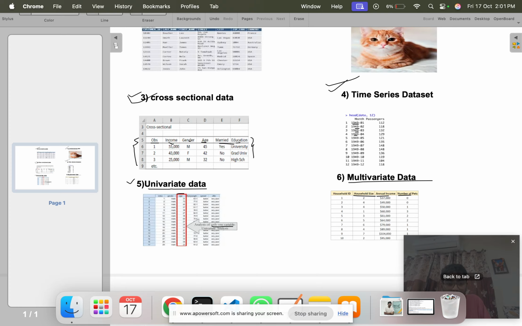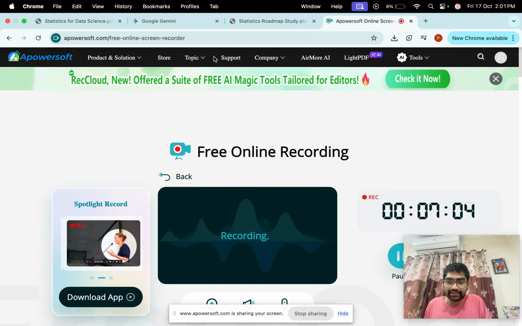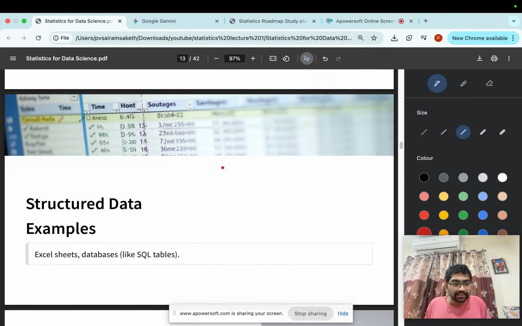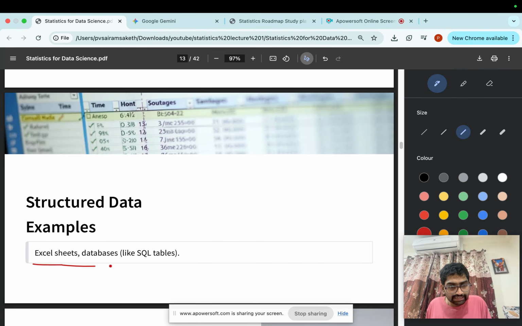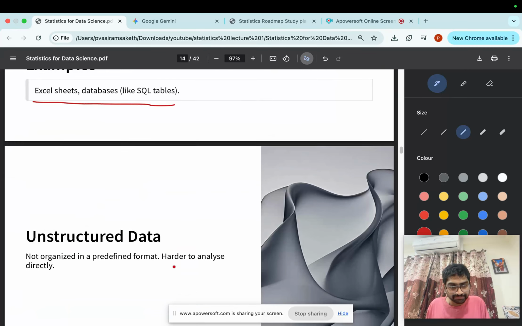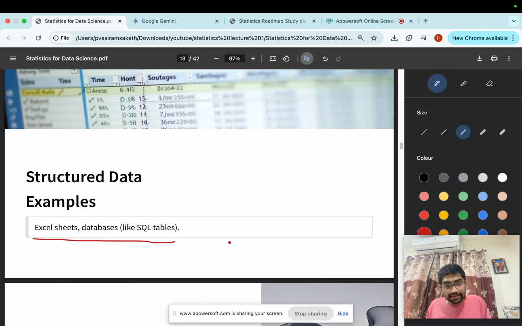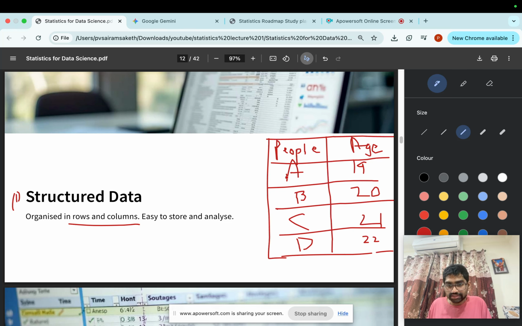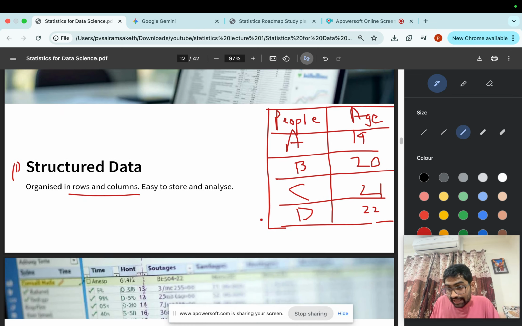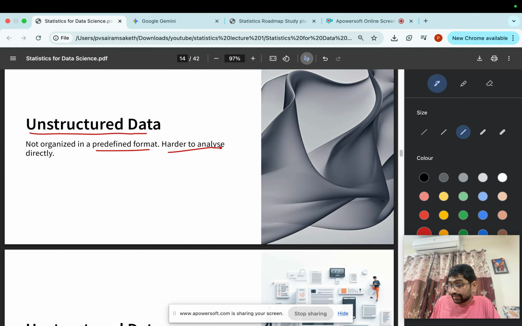We will check the document also once, so that you won't feel that I didn't explain anything from the document. Structured data means Excel data and databases like SQL tables and Excel sheets. Unstructured data means there is no predefined format. The benefit of structured data is, as I already told, since the data is in a structured way, you can easily understand it, so analysis becomes easy. But unstructured data is harder to analyze.